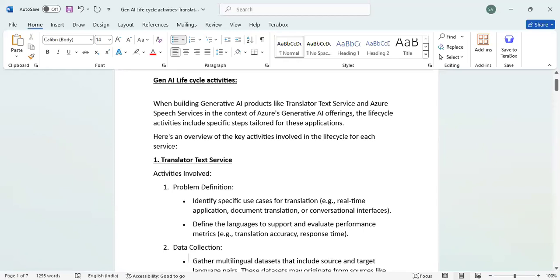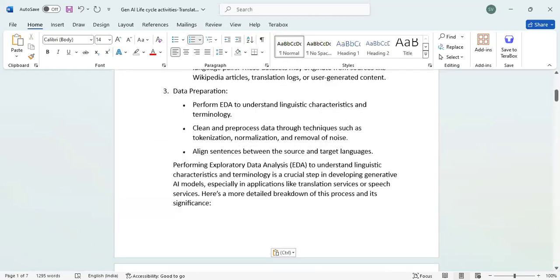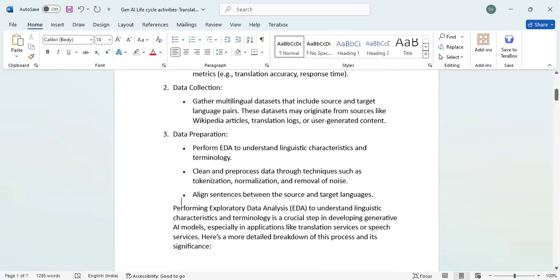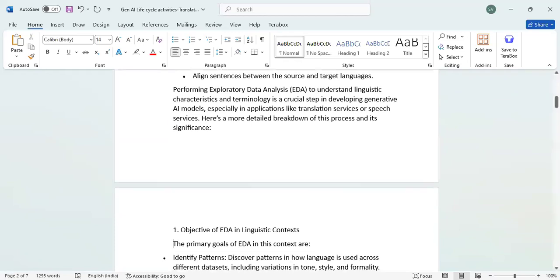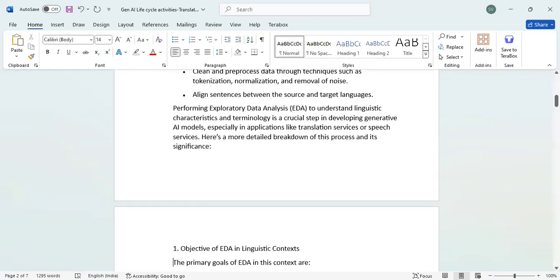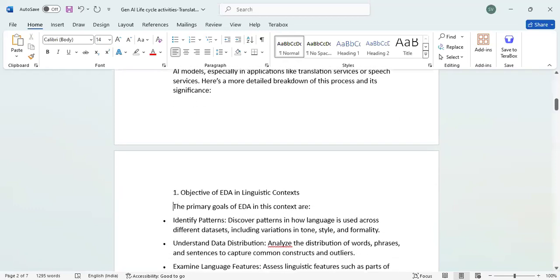Now let us see EDA. So what is EDA? Performing exploratory data analytics to understand linguistic characteristics and terminologies is a crucial step in developing generative AI models, especially in applications like translation services or speech services. So the details are given here. Here is a more detailed breakdown of this process and its objective. Objective of exploratory data analysis in linguistic context.